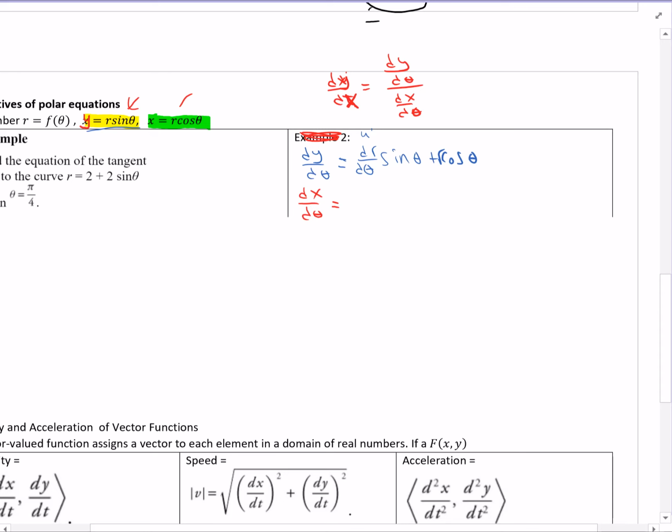And we can find dx/d theta, which is the same idea. We're taking the derivative of that x piece, so that's also going to be dr/d theta times cosine theta plus r, and then the derivative of cosine is negative sine, so it's actually going to be negative sine theta. So let's change this to a minus sign. Right, and then if I want dy/dx, it's just going to be the y piece divided by the x piece.